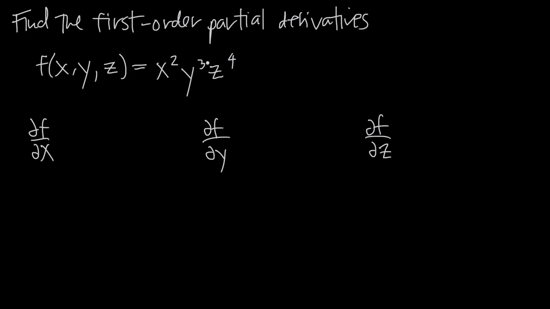So if we imagine that y and z are constants and x is just our variable, what we can say is that y and z are really just like a constant coefficient in front of this x squared term. In the same way that if we had a single variable function, for example, f of x is equal to 3x squared, we would say that this 3 is a constant coefficient in front of the x squared. It's a constant and it's a coefficient. Well, y and z are both constants, which means that y cubed is going to be a constant and z to the fourth is going to be a constant.